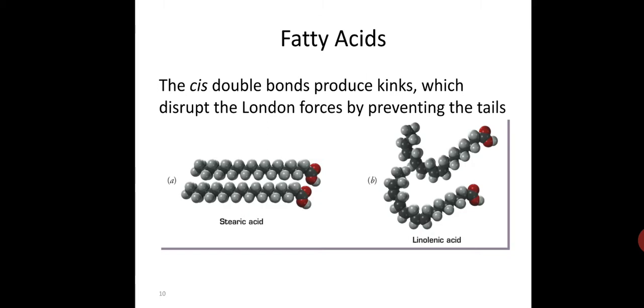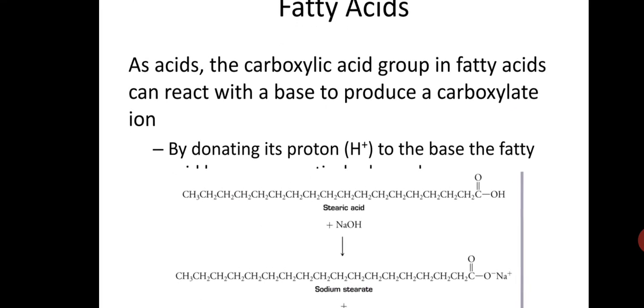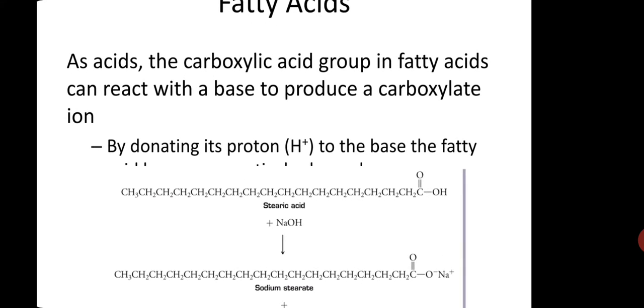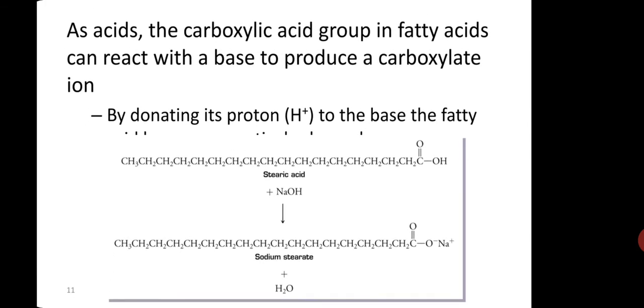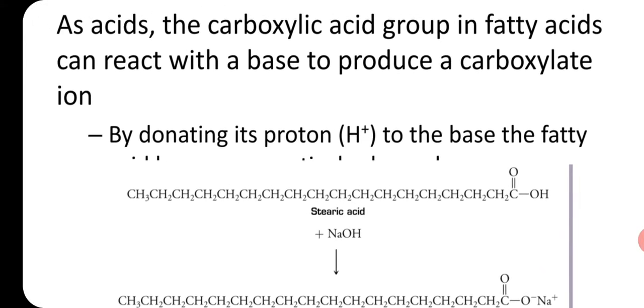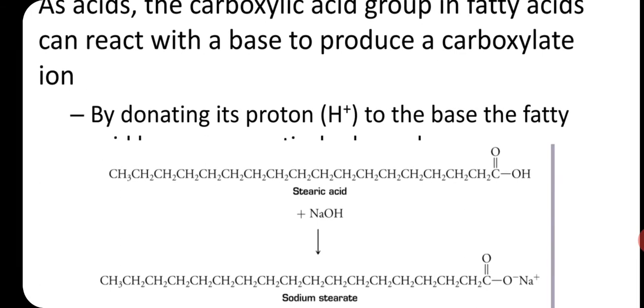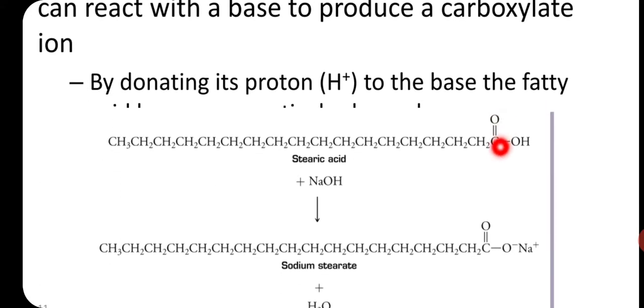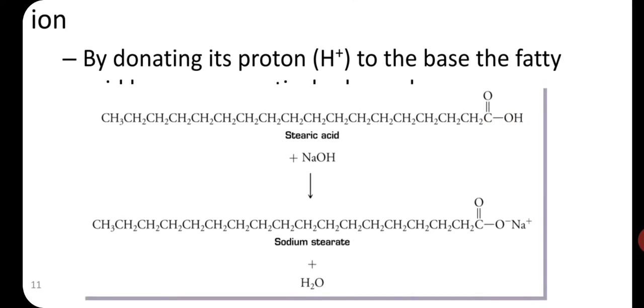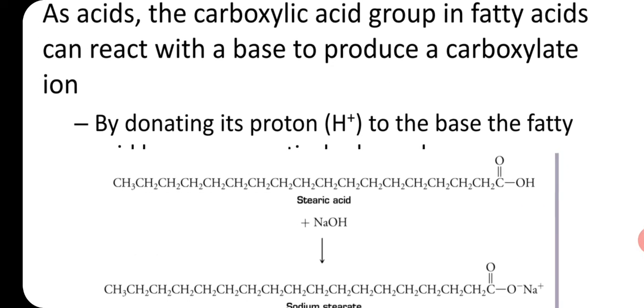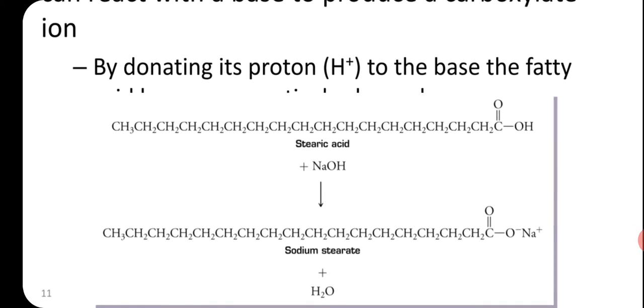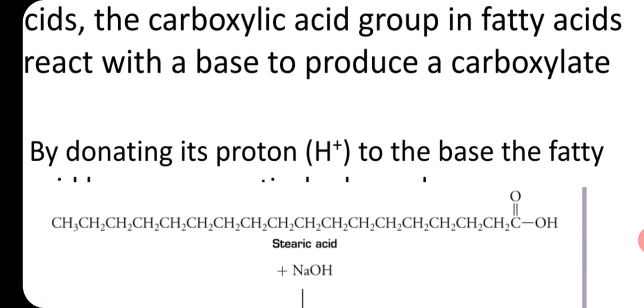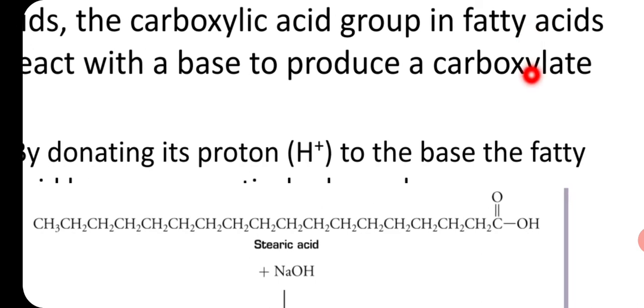Okay, so now I told you that they have a carboxylic acid end, and they have the tendency to donate a proton. You can see over here, this is the COOH group. When a proton is released from the carboxylic acid end of stearic acid, it produces COO minus, the carboxylate ion. Here it is written carboxylate ion.